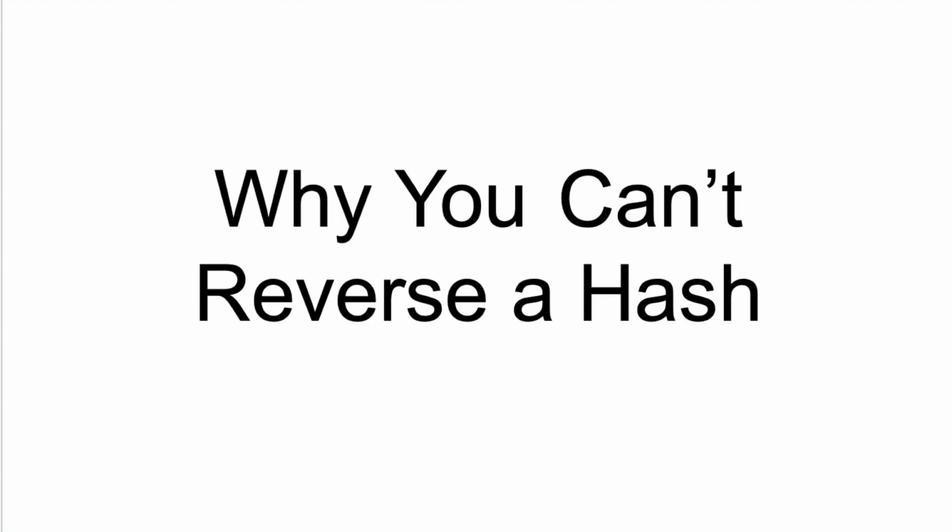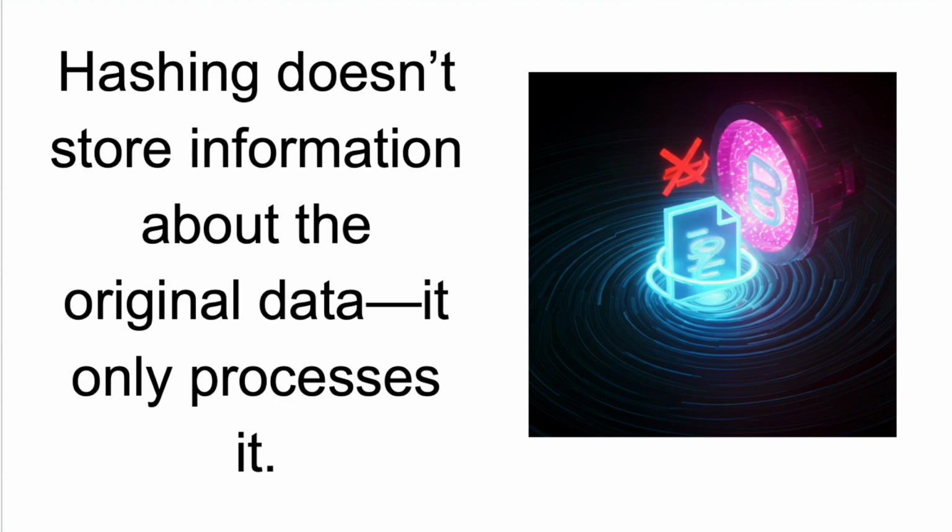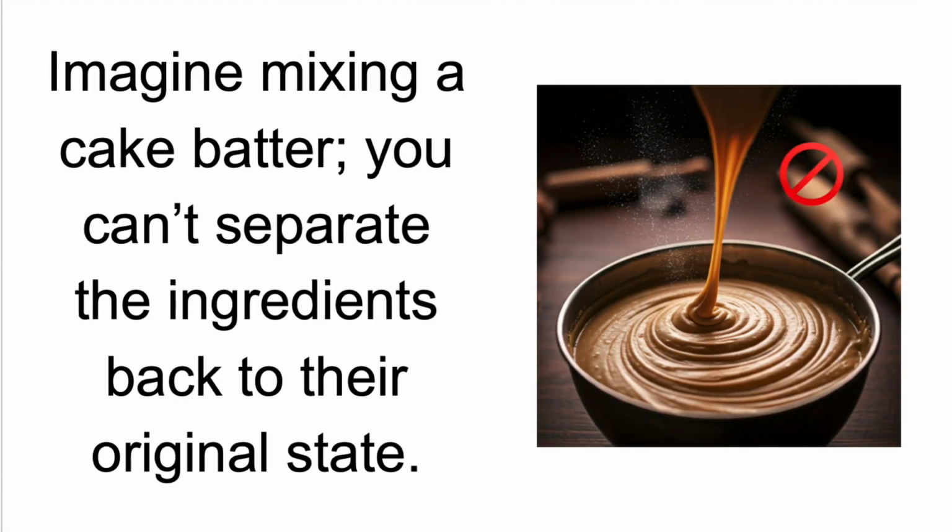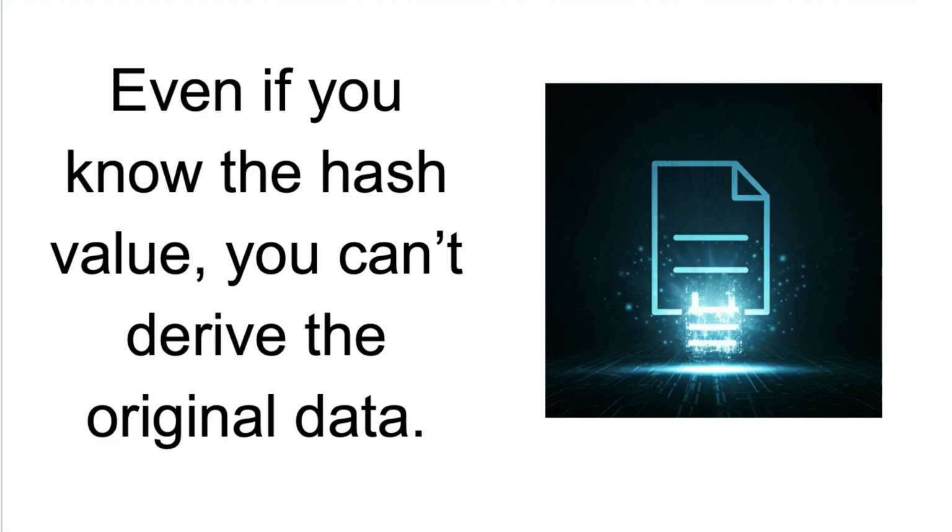Why you can't reverse a hash. Hashing doesn't store information about the original data, it only processes it. Imagine mixing a cake batter. You can't separate the ingredients back to their original state. Even if you know the hash value, you can't derive the original data.